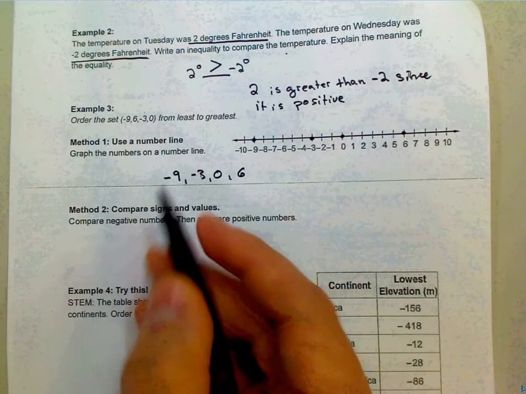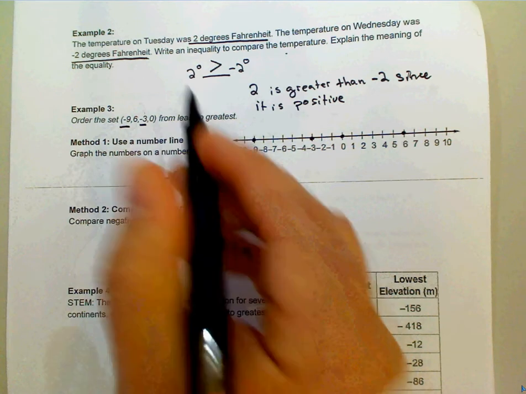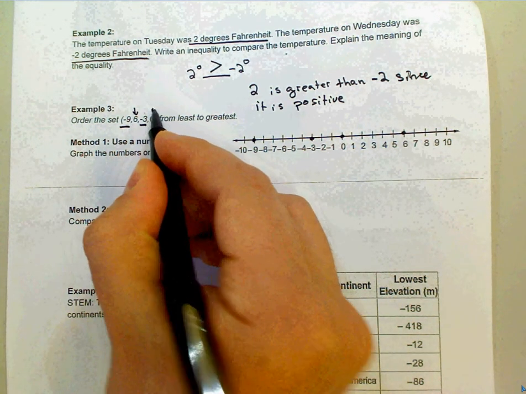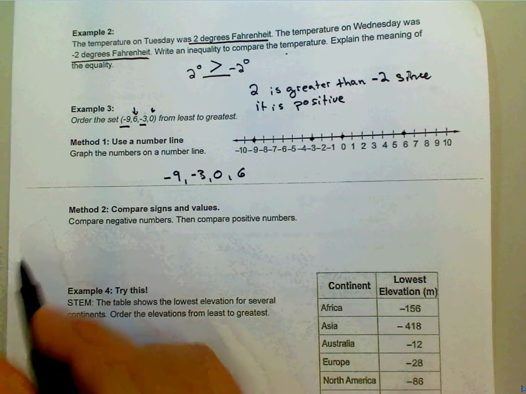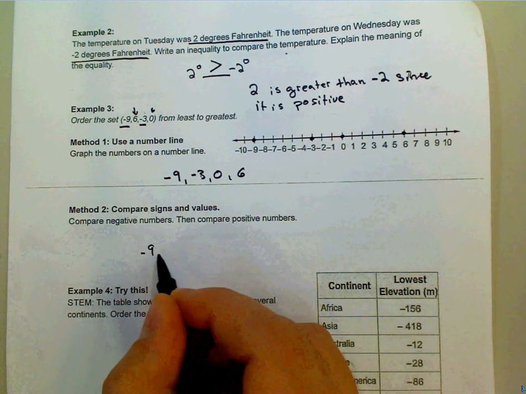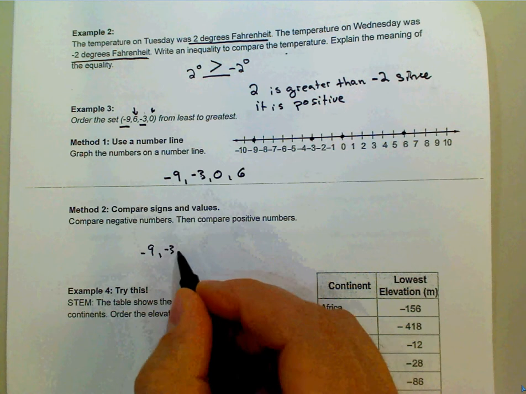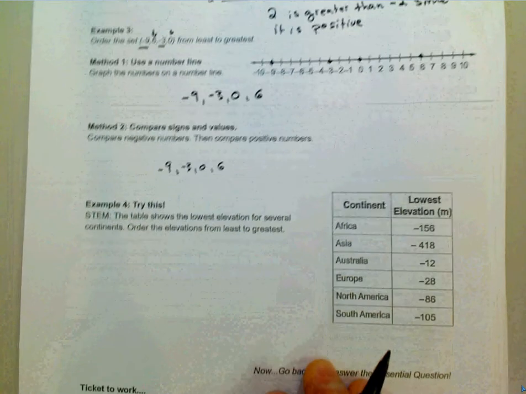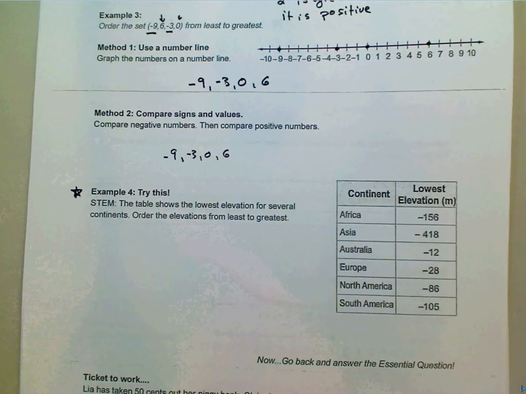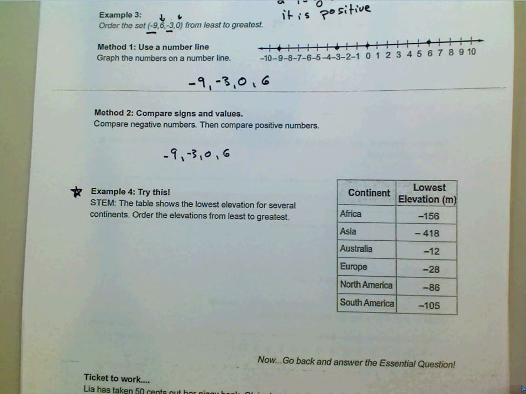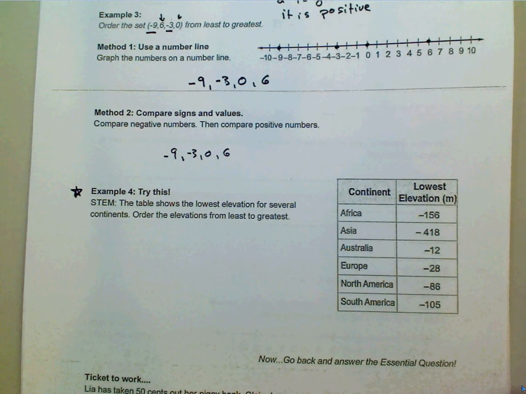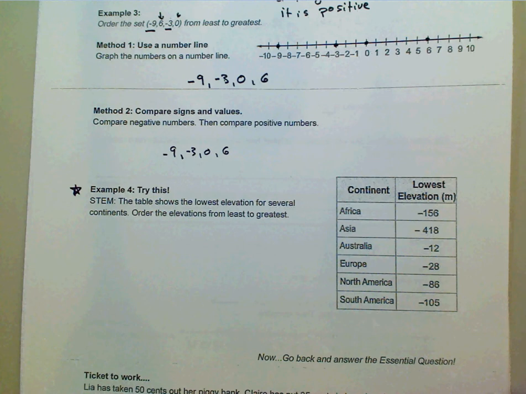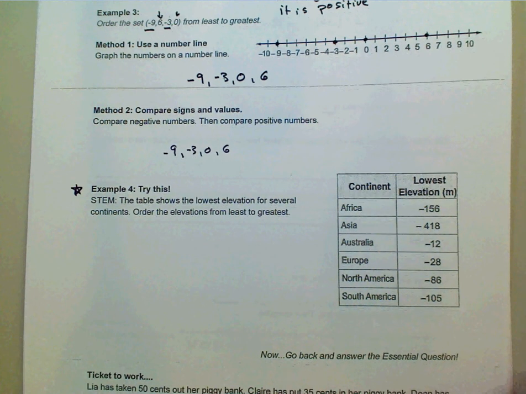Next way to do it is compare the negatives and then compare the positives. So we know that the negatives are always going to be first, so that we know that negative 9 is less than negative 3. And we know that 0 is less than 6. So that's how we could order it. I want you to try this problem. The table shows the lowest elevation for several continents. Order the elevations from smallest to largest, or least to greatest. Okay, pause the video right now and go through it.